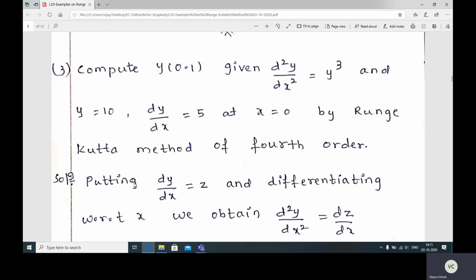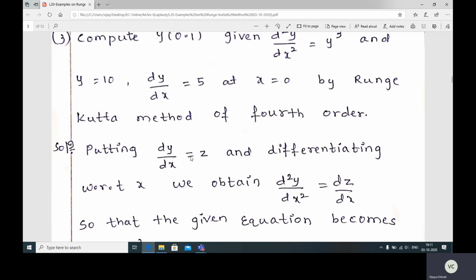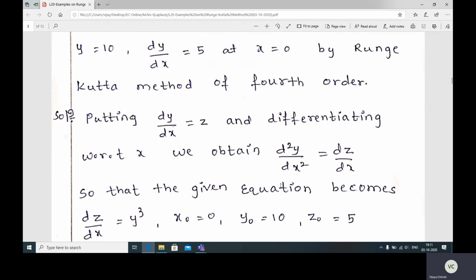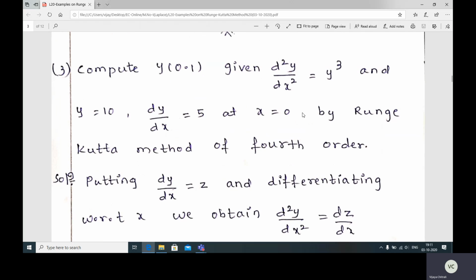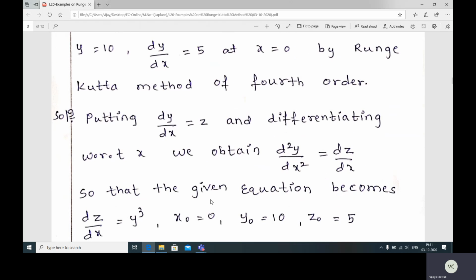First step, convert this second order ordinary differential equation into two first order simultaneous equations. For that, substitute. These steps are common for all the examples. Putting dy by dx is equal to z and differentiating with respect to x, we obtain d square y divided by dx square, which is equal to dz by dx. So the given equation becomes dz by dx is equal to y cube.